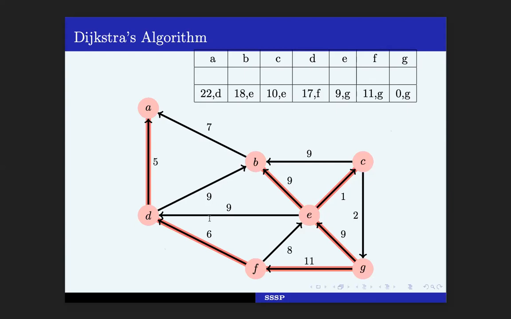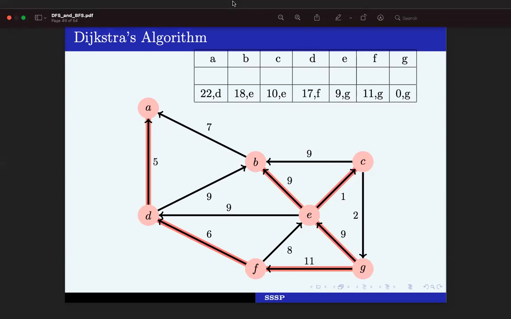Okay, G. So you can do a backtracing of this path. So A to D, D to F, F to G. I have been able to find out the path from G to A this way. So this is basically the algorithm that we did in the example.